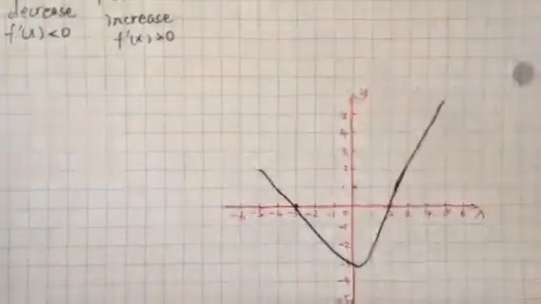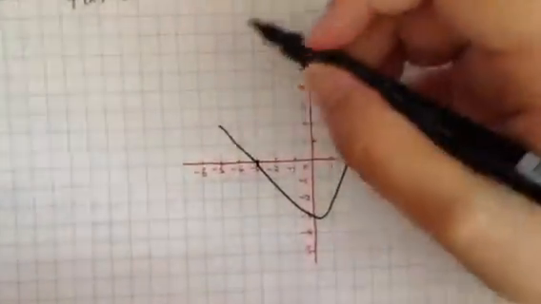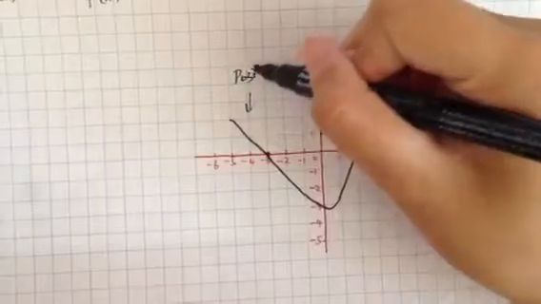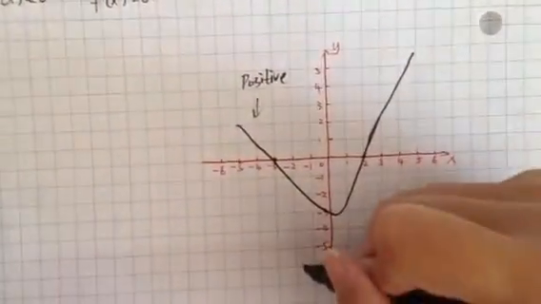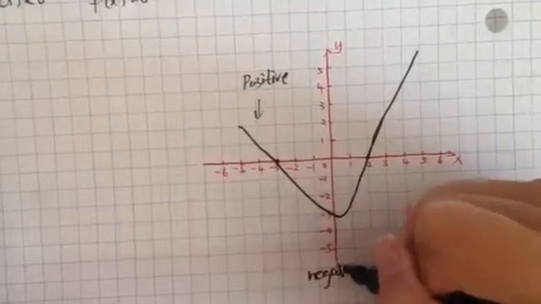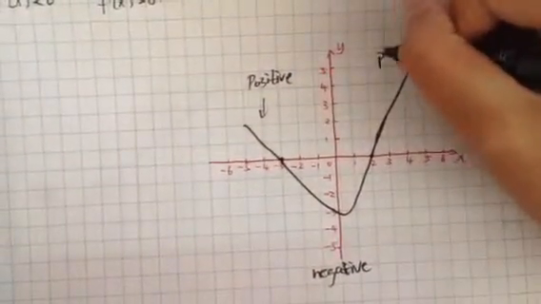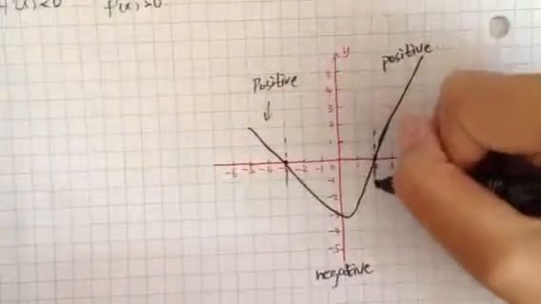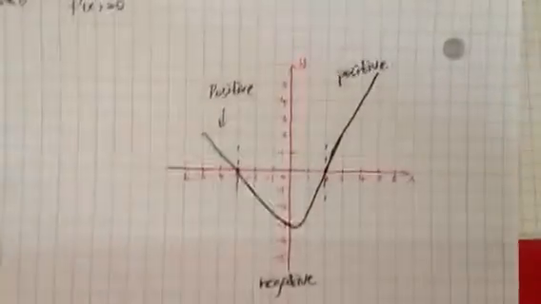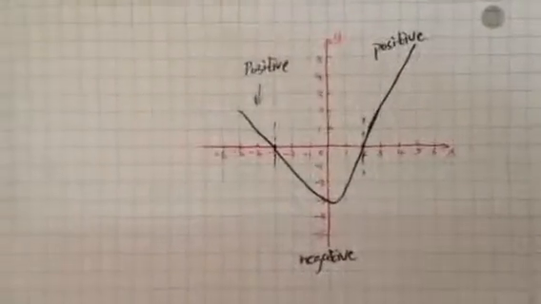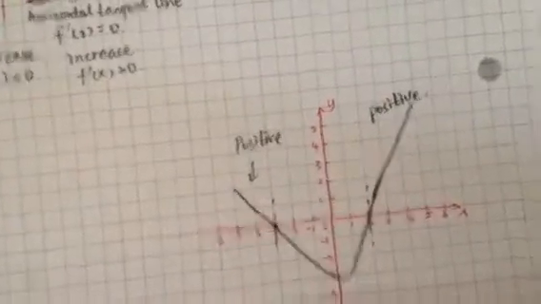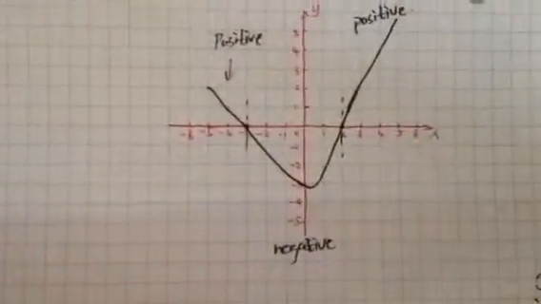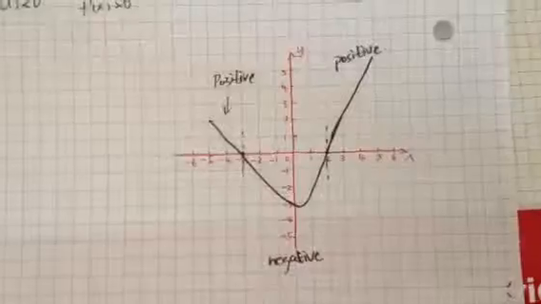This is kind of weird. So we can see that it's positive here, negative here, and positive again here. And when x equals -3 and 2, the derivative is equal to 0. So that's a graph of the derivative of the function.